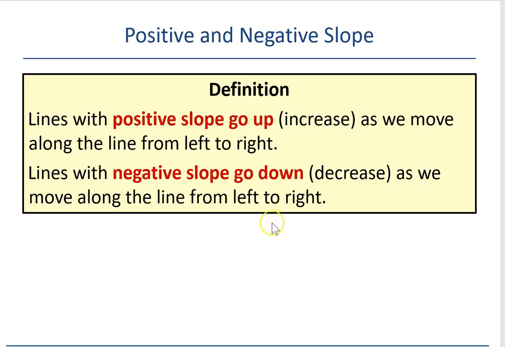Okay. Definition. Lines with a positive slope, like we just had, 3 over 4, go up. Lines with a negative slope go down. I want you to look at something.